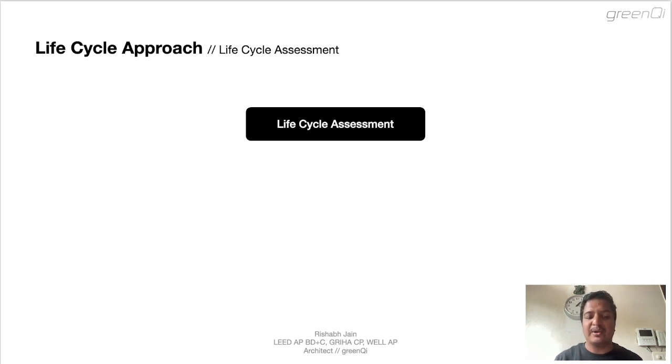Now imagine you're holding a product in your hand. Have you ever wondered about the journey it took to get into your hands? That's where life cycle assessment comes in. LCA is a comprehensive evaluation that examines the entire life cycle of the product from its creation to its ultimate disposal. Let's break it down, shall we?